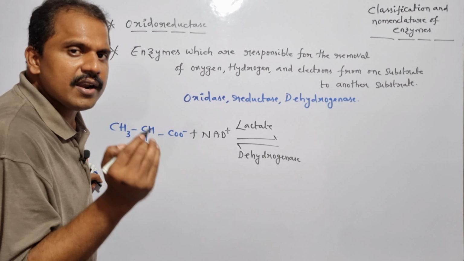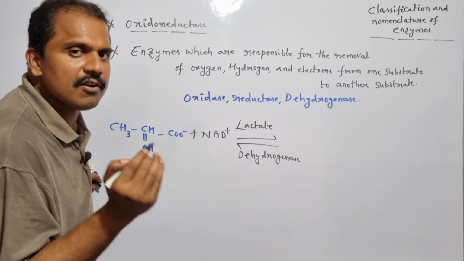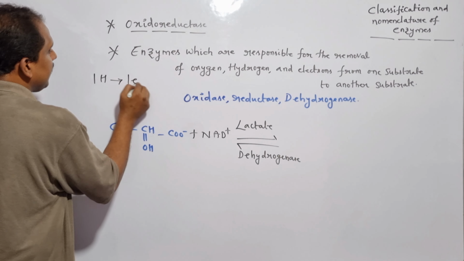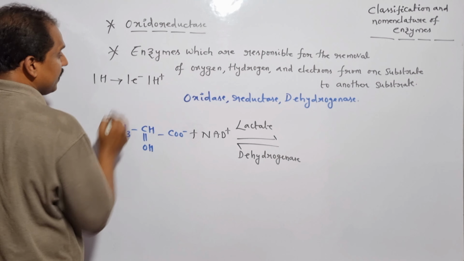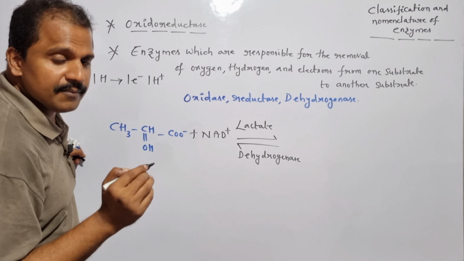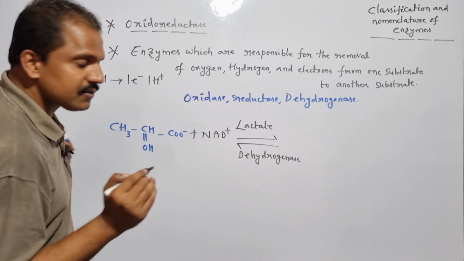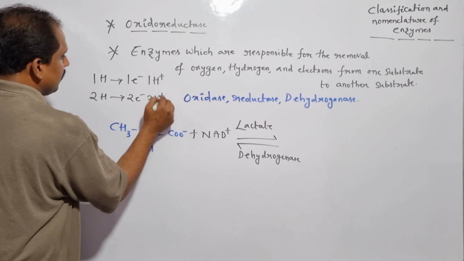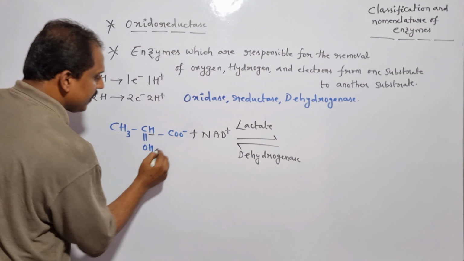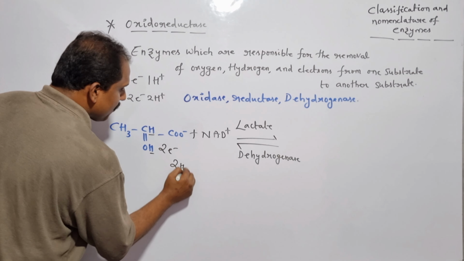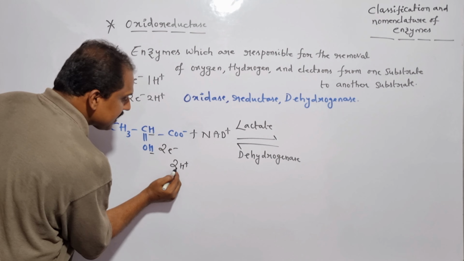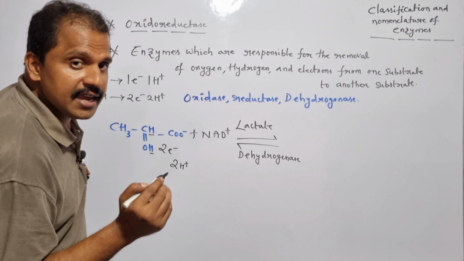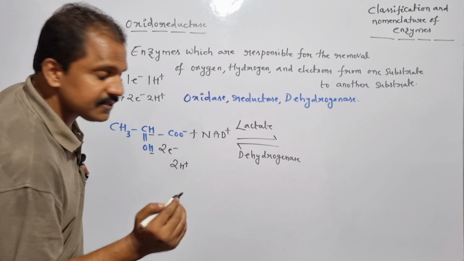So the reason why one hydrogen atom yields one electron-proton pair. One hydrogen atom liberates one electron and one proton. So two hydrogen atoms liberate two electrons and two protons. Here these two electrons and two protons are transferred to NAD plus in the presence of an enzyme termed as lactate dehydrogenase.